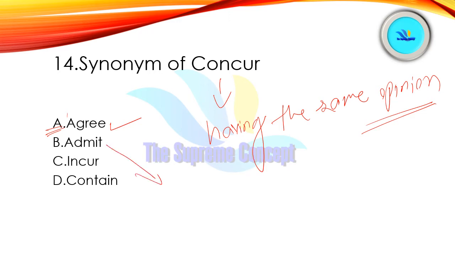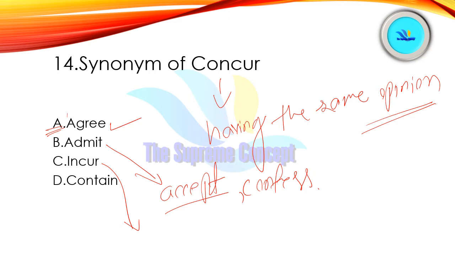And admit is close to agree but not exactly agree. Admit actually means accept, we can say, or confess. And incur means to suffer for something that you made, especially the unpleasant result of a situation that you caused. So let me write it for you: to suffer. Simply remember, incur means to suffer, especially for something that is created by you. If you have done something wrong or created an unpleasant situation, that means you will have to suffer for that matter. So incur means to suffer, and then contain we all know. Yeah, so let us move.